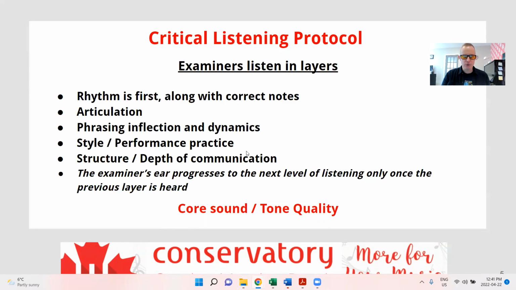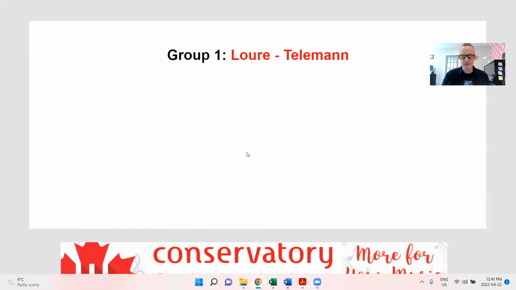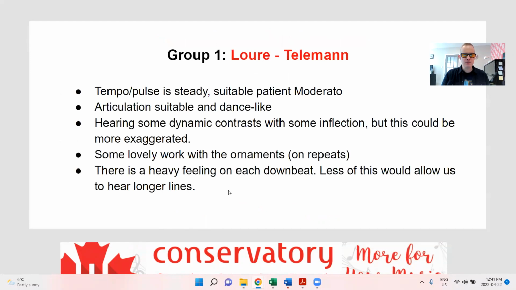Okay, critical listening protocol we've talked about. Let's get into the Lure by Telemann. Here are some of the comments, and again, going up that critical listening protocol, the tempo and the pulse is steady, suitable, patient moderato. It's a moderato tempo that's not too fast. Students just love to get going through things sometimes and they play too quickly. This was patient, it was thoughtful in terms of tempo, and that was steady, that foundation layer, there's no question about it. We are into the 80s.